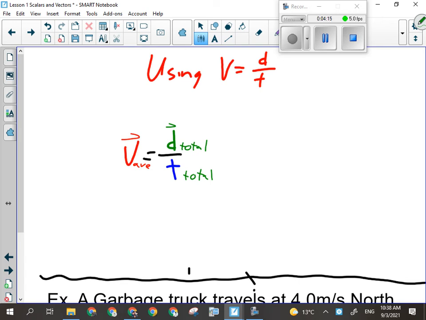Absolutely not. I did most of the trip at 120. My average velocity is much closer to 120 than it is to 50, and it's certainly not halfway in between, because I have to weight the average. I have to weight it in favor of the part I did for a lot more than this little part. That's why we want to do total displacement over total time. Most of my displacement would have been at a higher velocity than the rest. So we weight it this way.